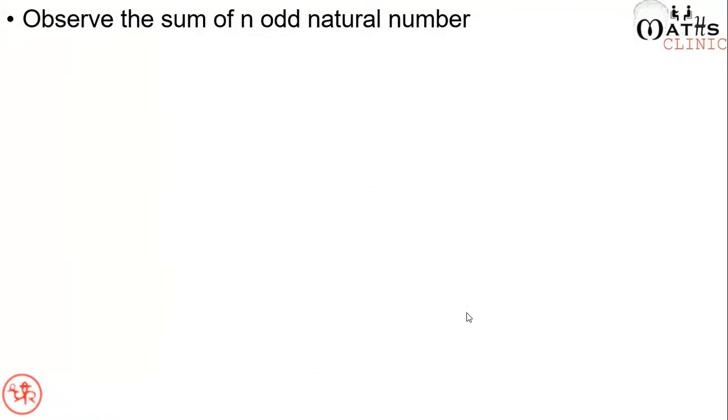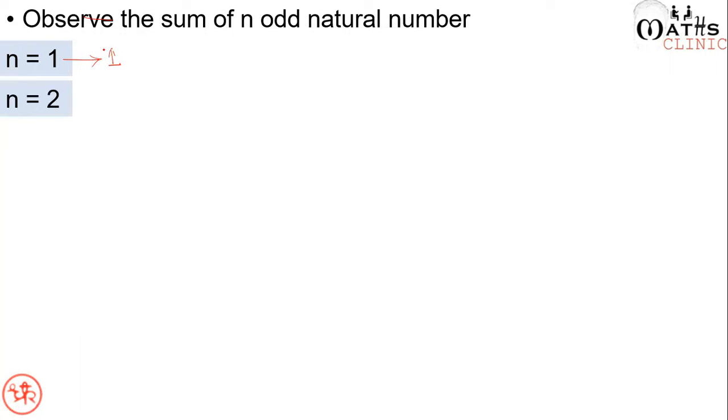Now let us see the third pattern. Observe the sum of n odd natural numbers. Look at here. N is equal to 1. So what is the sum? N is equal to 1, what is its sum? What is the sum here? Sum is 1. Is that clear?